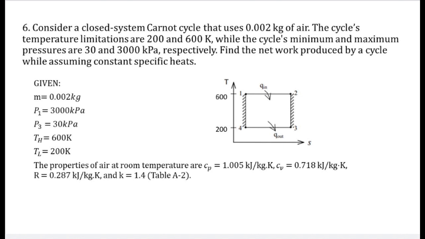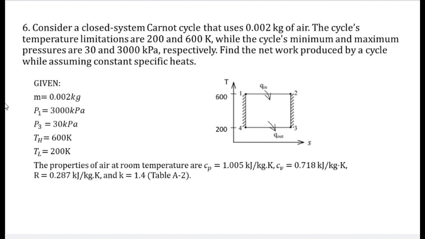So here's the example. Consider a closed system Carnot cycle that uses 0.002 kg of air. The cycle's temperature limitations are 200 and 600 Kelvin, while the cycle's minimum and maximum pressures are 30 and 3000 kilopascal respectively. Find the net work produced by the cycle while assuming constant specific heats. Then we have here the minimum temperature limitation and the maximum limitation.